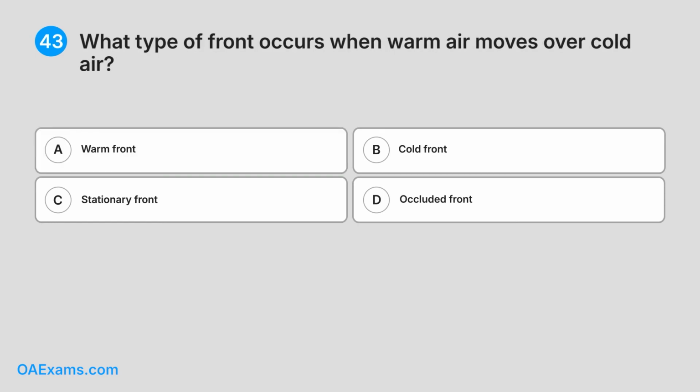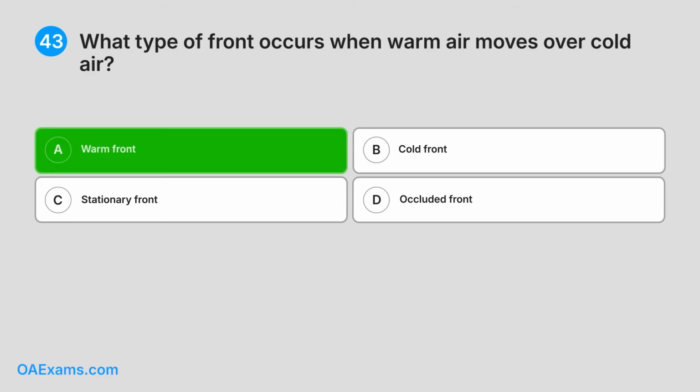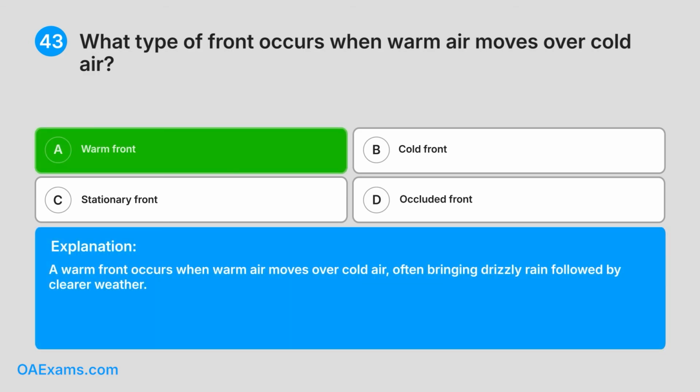43. What type of front occurs when warm air moves over cold air? A. Warm front. B. Cold front. C. Stationary front. D. Occluded front. Do you know the answer? Correct answer: A. Warm front. Explanation: A warm front occurs when warm air moves over cold air, often bringing drizzly rain followed by clearer weather.